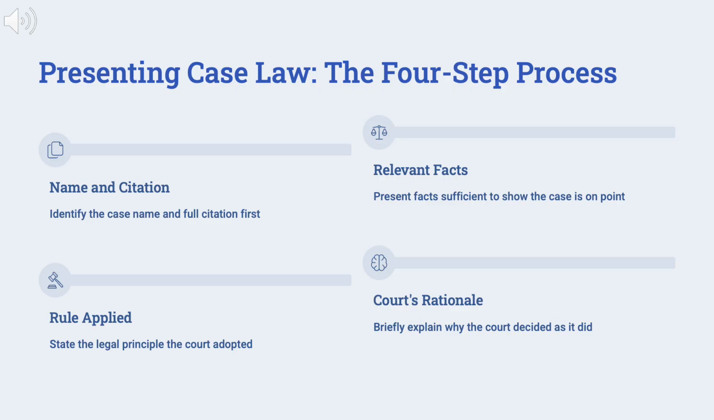The third step is to state the legal principle or rule the court applied or established in deciding the case. This is the holding, the rule that emerges from the decision and that will be applied to the client's facts. The fourth step is to briefly explain the court's rationale, the reasoning behind its decision. A sentence or two explaining why the court ruled as it did gives the reader context for evaluating the strength of the precedent and understanding how it might apply to similar but not identical fact situations. All four steps together ensure the case is presented in a way that is clear, relevant, and professionally useful.